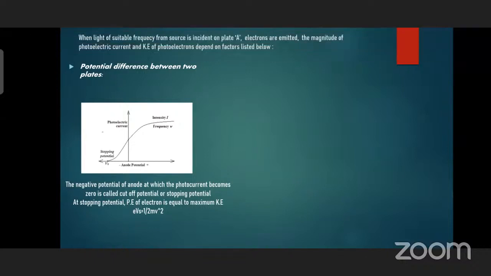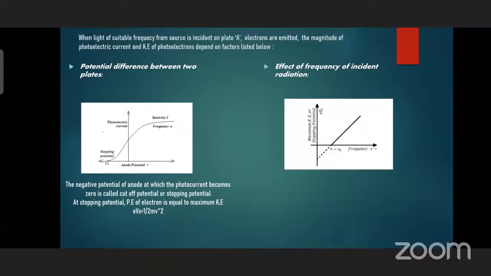The second factor is the effect of frequency of incident radiation. When radiation of varying frequency is incident on the metal surface, the stopping potential is found to increase linearly with the frequency. The graph shows that the stopping potential is zero for frequency nu zero, which means that below frequency nu zero, emission of photoelectrons is not possible. The minimum frequency of radiation below which there is no emission of photoelectrons from a given metal surface is called the threshold frequency.